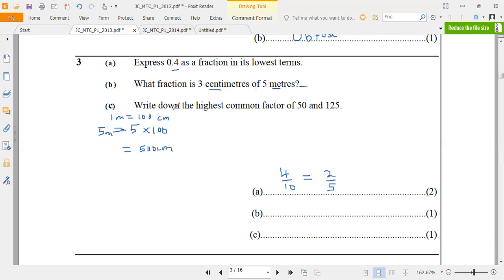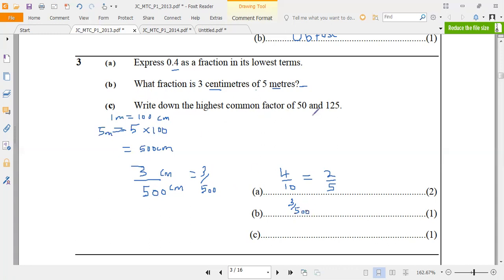If we take the fraction of 3 centimeters to 500 centimeters, we can just take the fraction, which will be 3 divided by 500. They are all in centimeters. So the answer will end up being 3 out of 500. So the answer for part B is 3 out of 500.